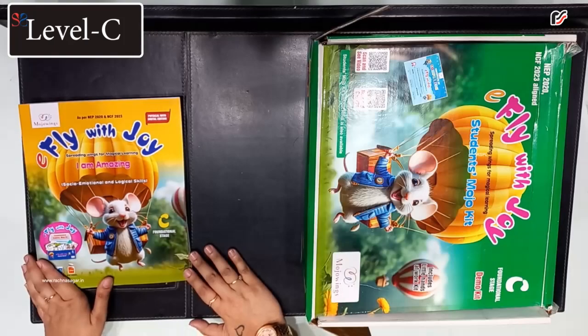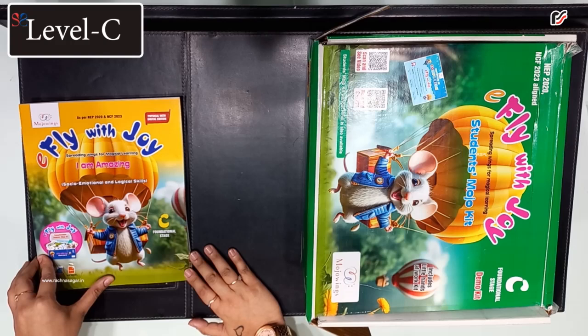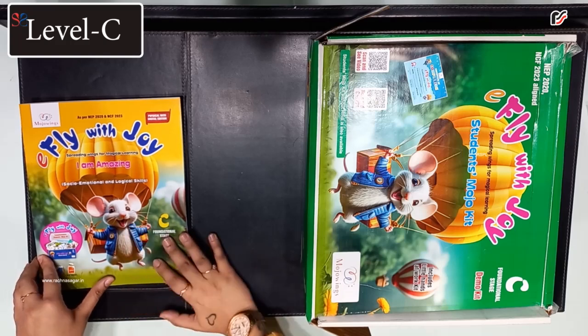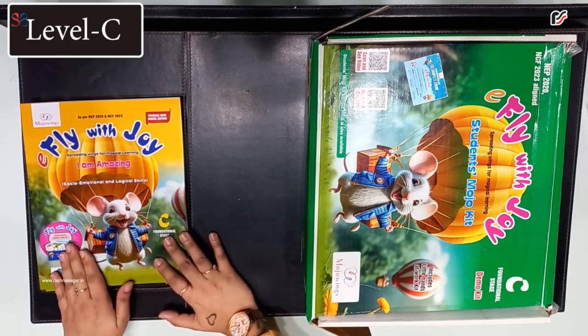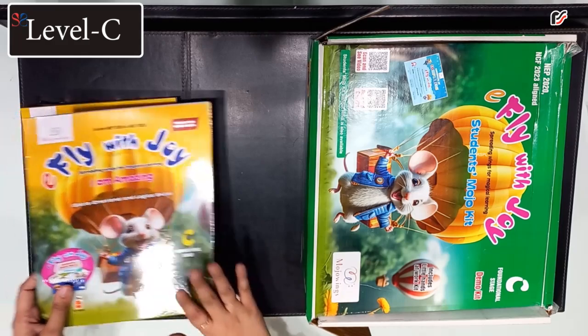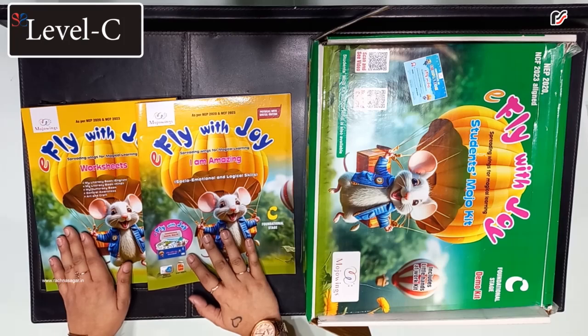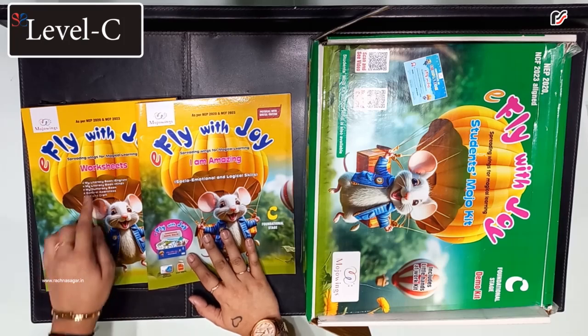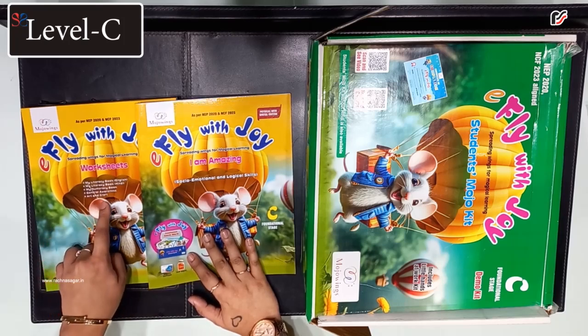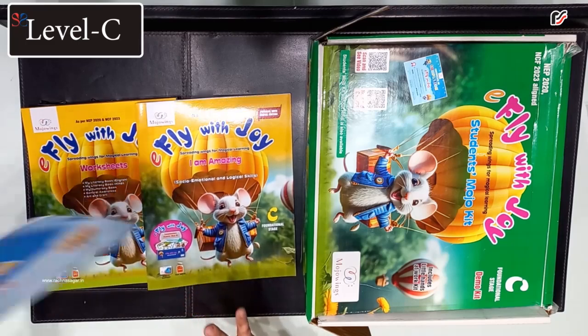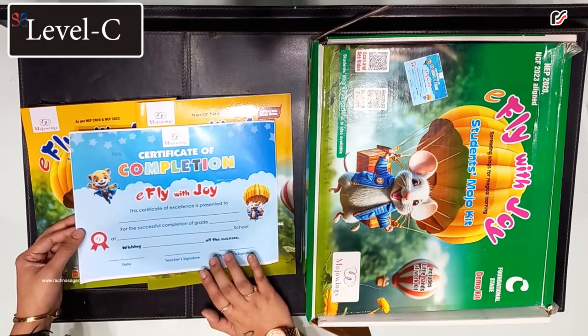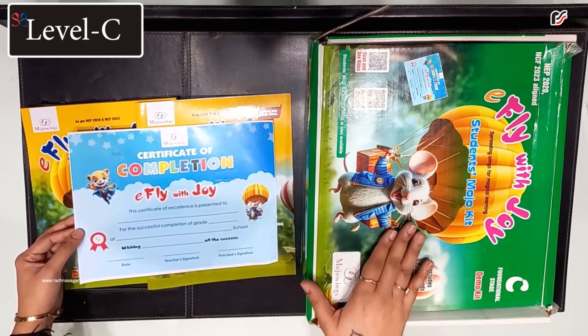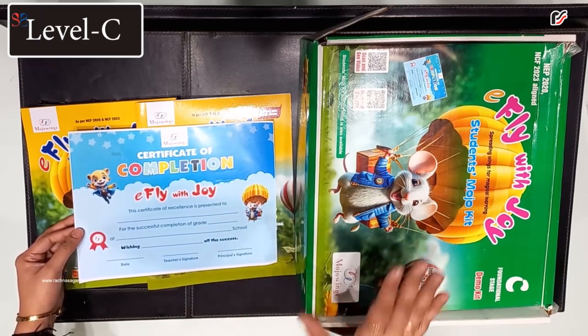Let's move to a very interesting thing about this kit. We have I Am Amazing. This book will develop socio-emotional and logical skills in the students. And next, we have worksheets. This booklet contains all the subjects that are included in the kit. Next, we have a certificate that the teacher can provide to students when they have completed this whole kit.